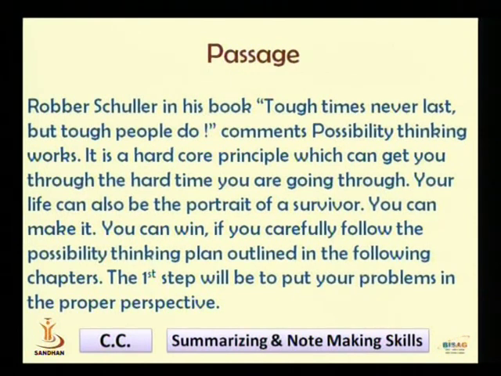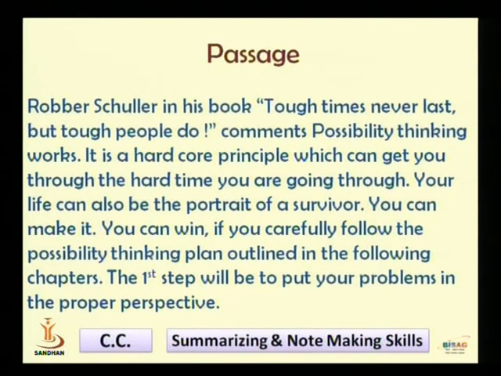Robert Schuller in his book, Tough Times Never Last, But Tough People Do, comments, possibility thinking works. It is a hardcore principle which can get you through the hard time you are going through. Your life can also be the portrait of a survivor. You can make it. You can win if you follow carefully the possibility thinking plan outlined in the following chapters.